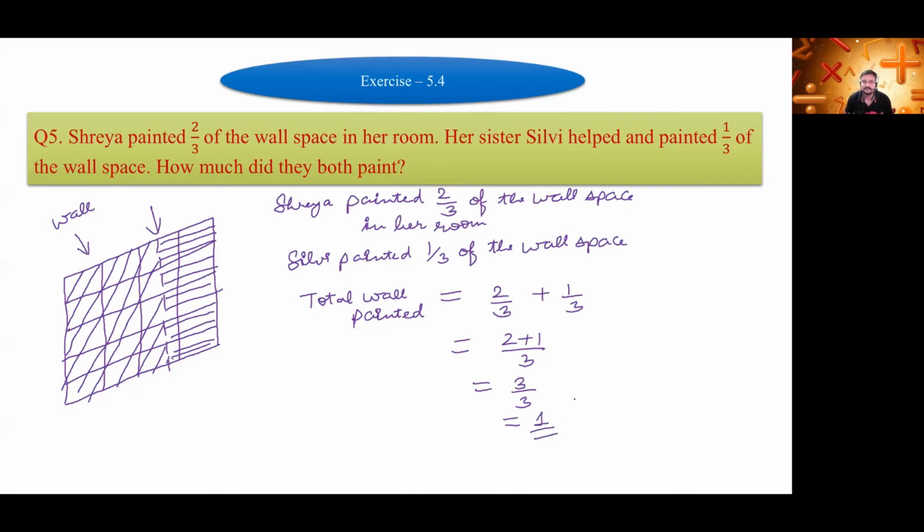Okay, how much did they both paint? So they both painted the complete wall. This will be the final answer. Write down the final statement also. They both painted the complete wall. Okay. Yes, Devesh Soni, next one.